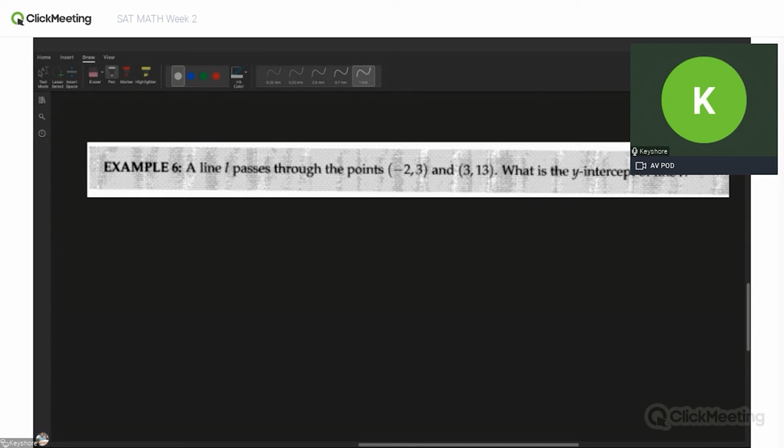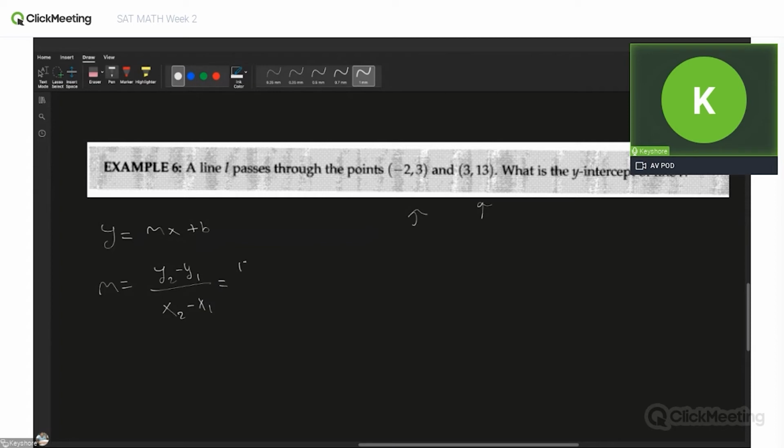All right, so we'll go ahead and go over this question real quick. The line passes through -2, 3, and 3, 13. The first thing that I want to do is just write down the formula, mx plus b. What is m? m is equal to the change in y. The delta just means change in y, or y final minus y initial. So let's rewrite it as y2 minus y1 over x2 minus x1.